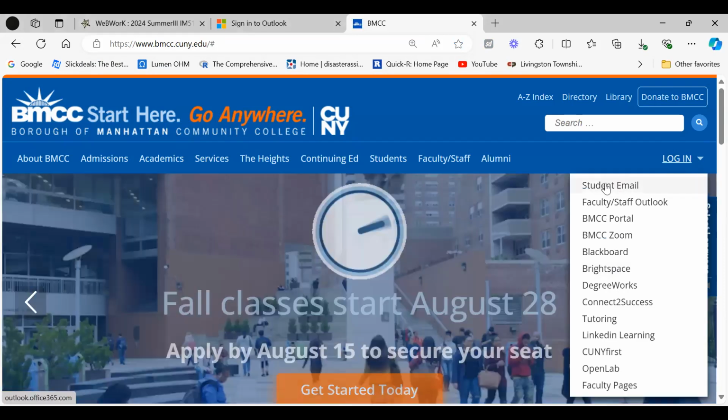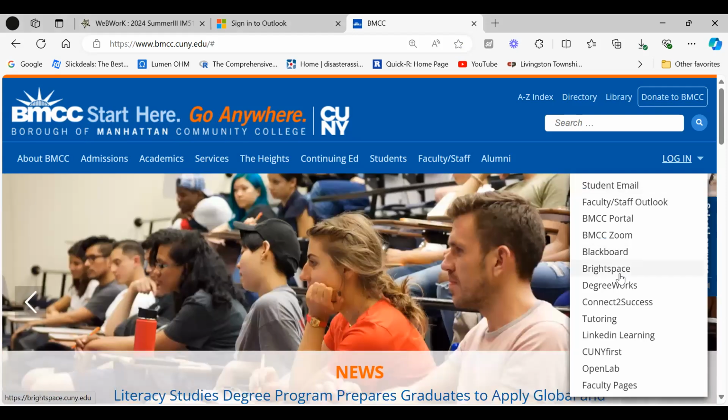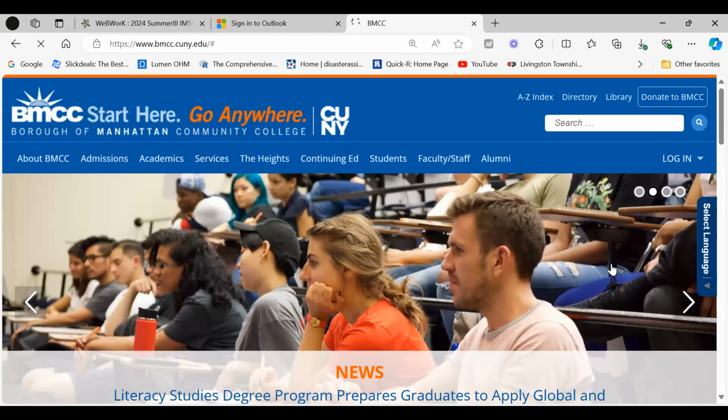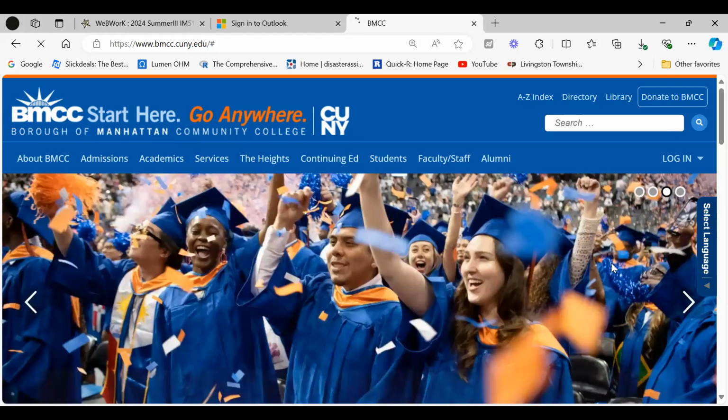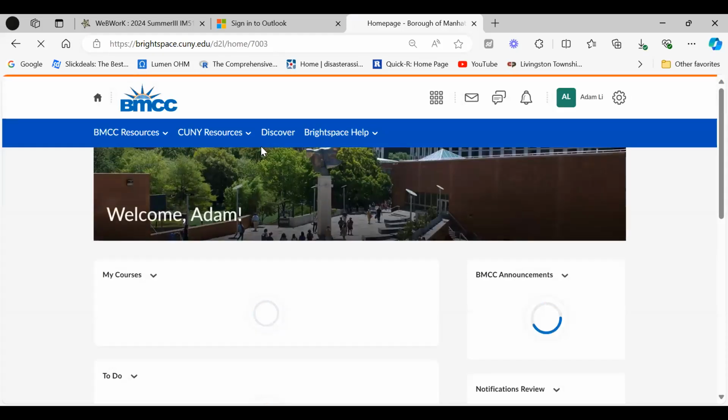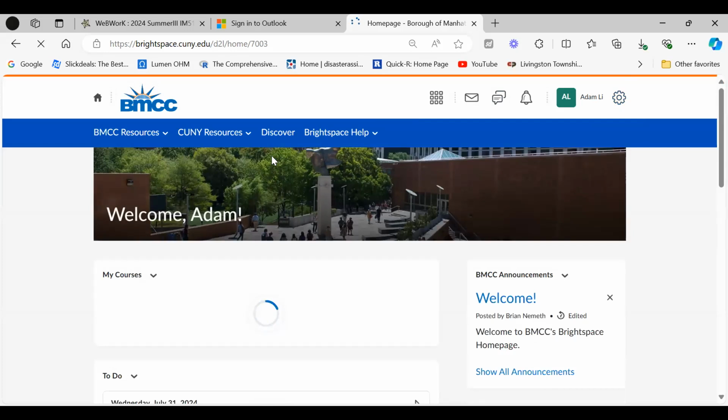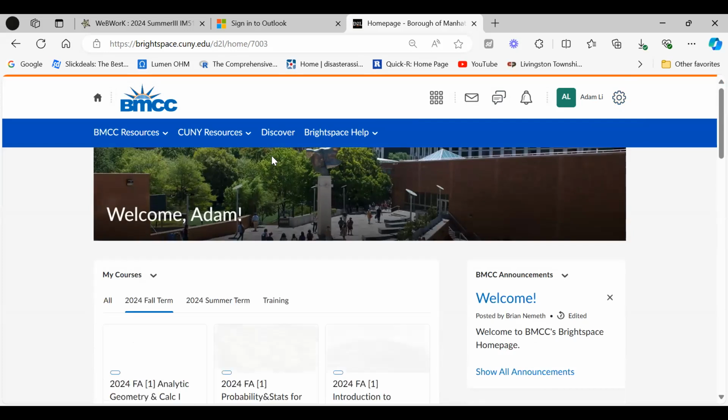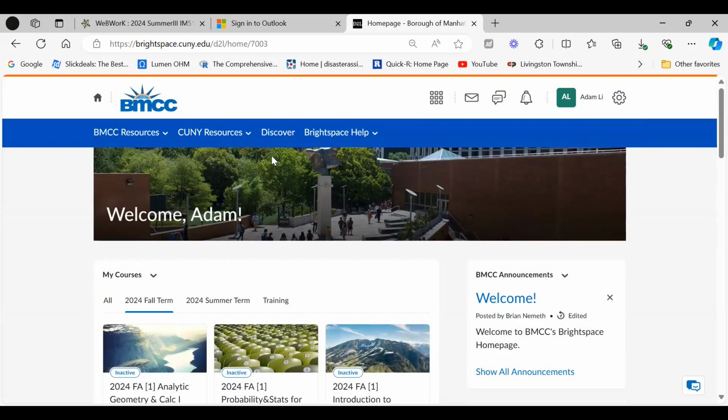That's where you check the email. Also, the one we are using right now is Brightspace. So you're going to click on Brightspace. And right here, you need to log into the Brightspace using your login credential, right? Should be the same as your email address, your BMCC email address, and also your password, right? So you have access to the email, you have access to the Brightspace and everything.